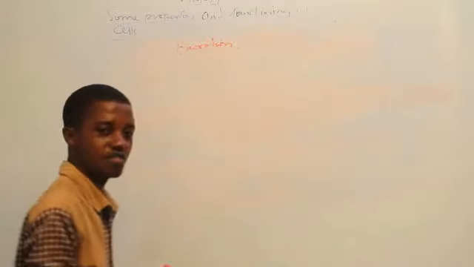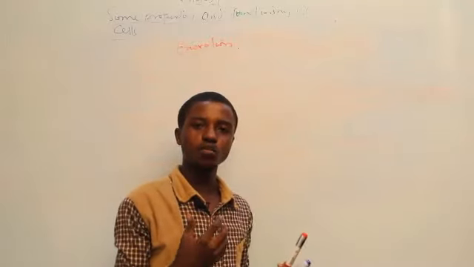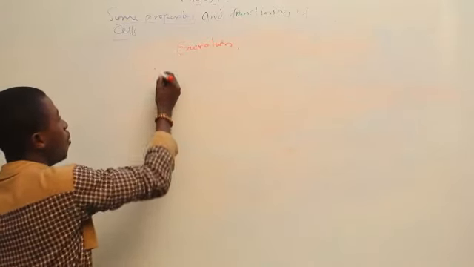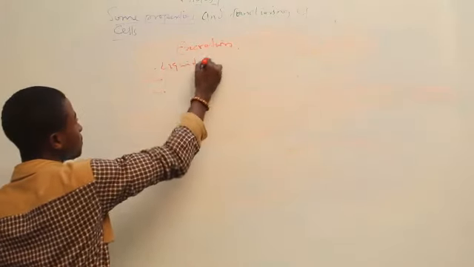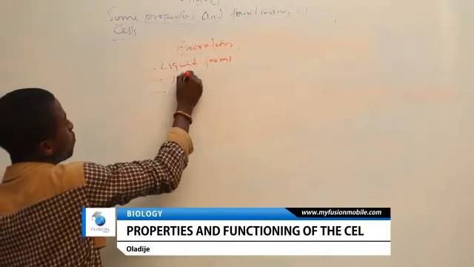Now we're going to be looking at the forms in which we excrete substances. Those waste products from the body, what kind of form do they take? So waste products from the body take three forms. We have the liquid form, we have the gaseous form.